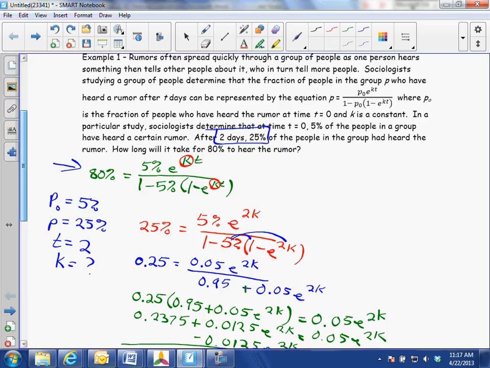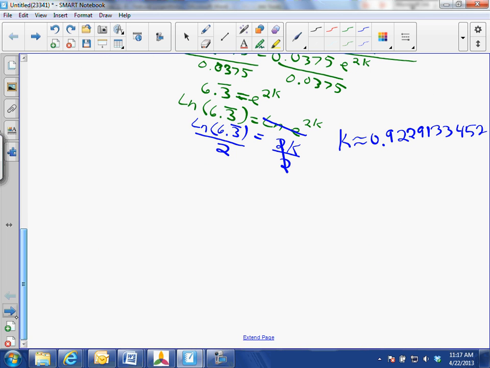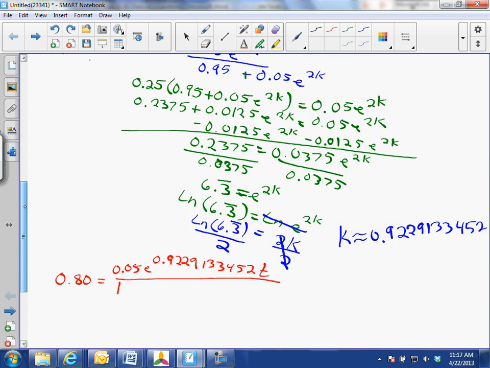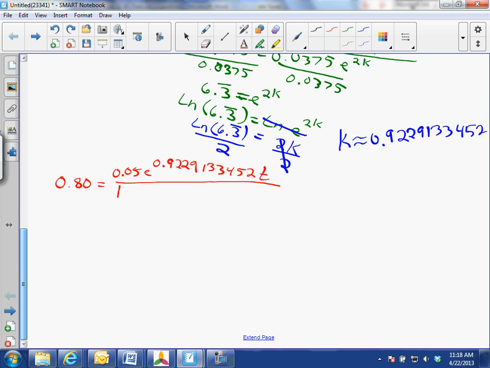It's not quite the same process. We're using T instead of K, so it's not quite as bad. We've got 80% equals 0.05 e to the big long decimal, which is k, times t this time, because we're looking for t now that we know what k is. T was 2 when it was 25%. We're trying to figure out when it's 80%.